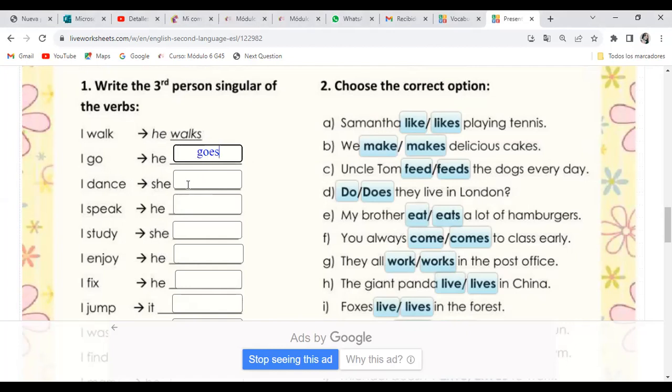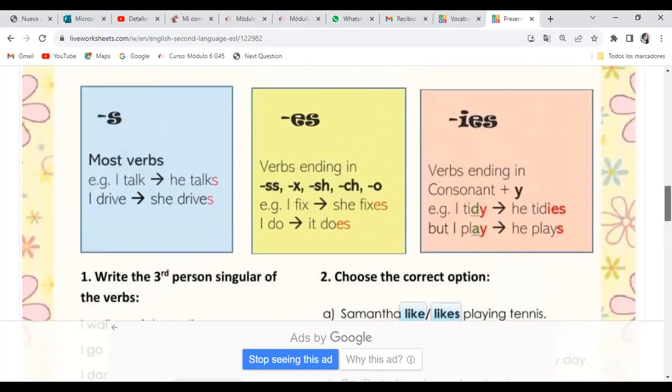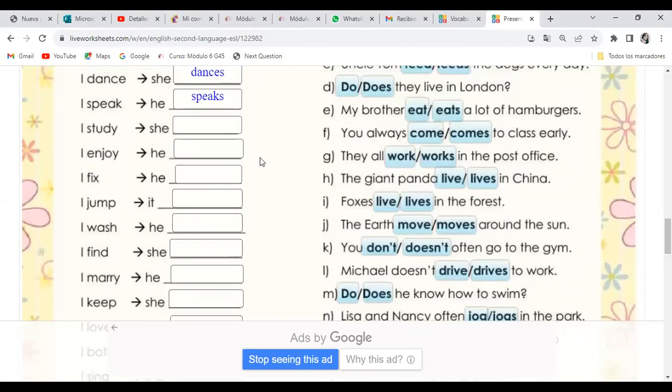And what about dance? She dances. Yes, great. And what about speak? He speaks. Speaks. Yes, very good. What about study? Recuerda que este verbo tiene la regla de este recuadro. La Y la omitimos y la cambiamos por I latina y le agregamos ES. Entonces, ¿cómo conjugarías el verbo study con he o she en este caso? Studies. Right, very good. What about the verb enjoy?